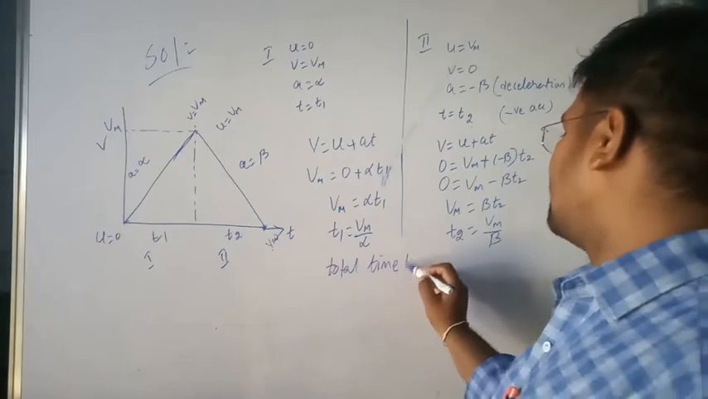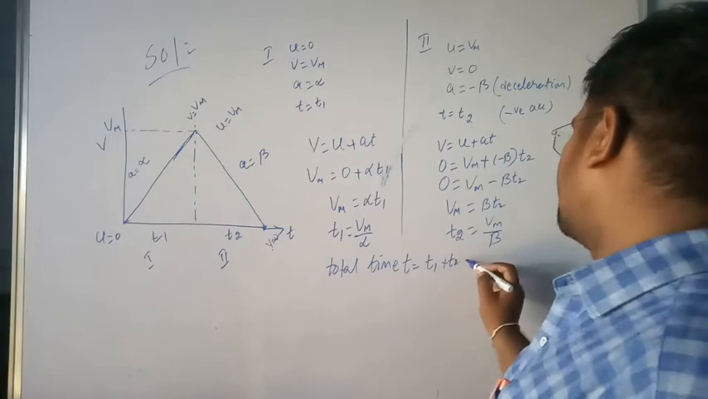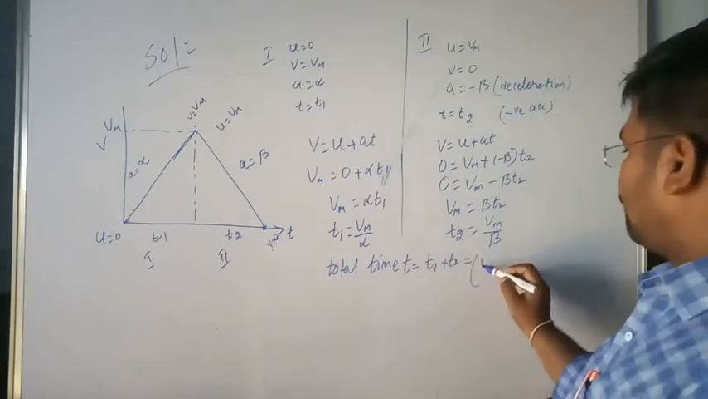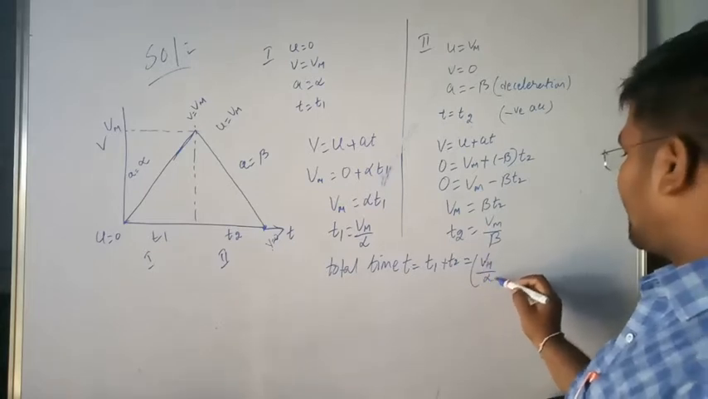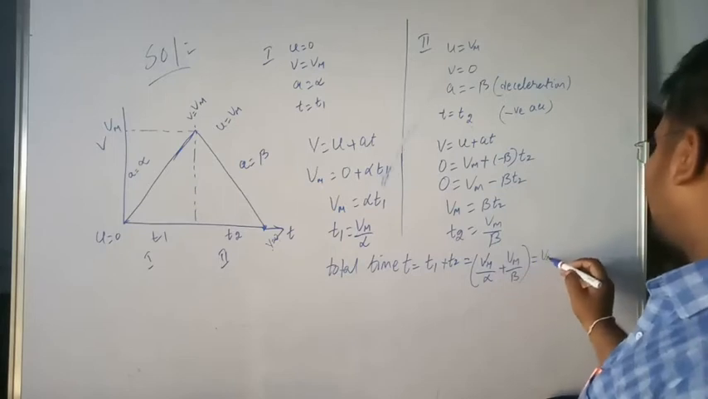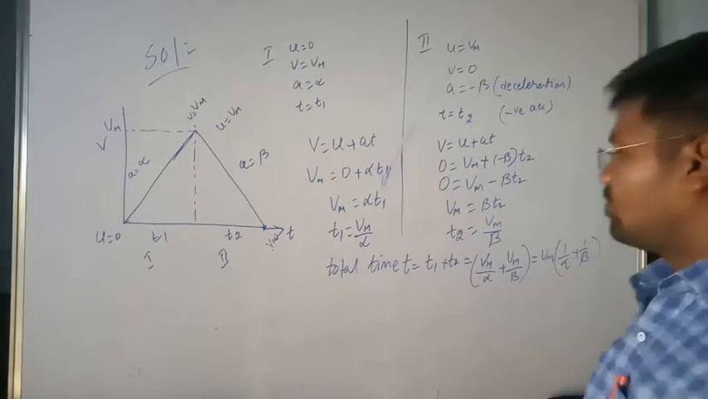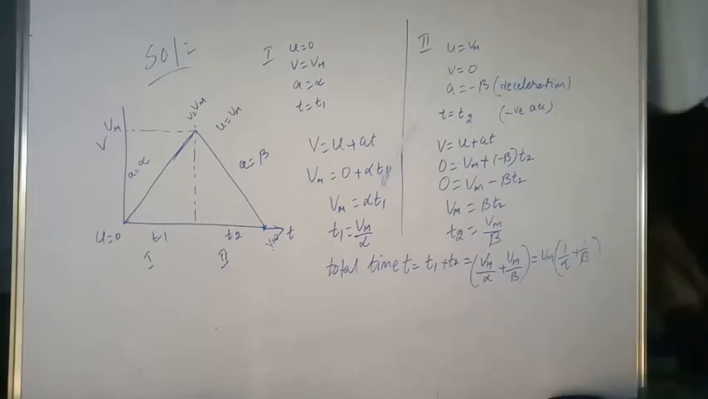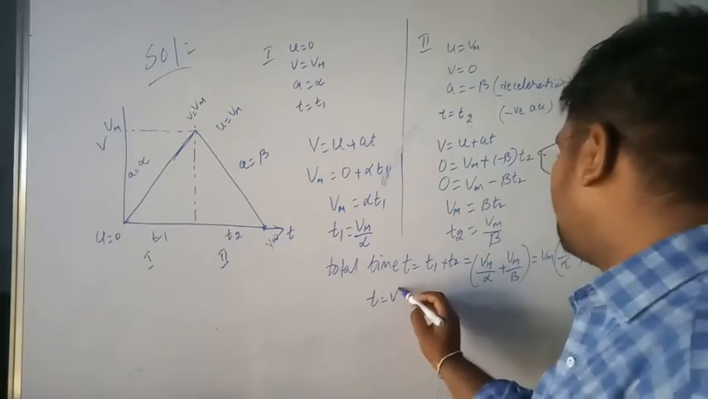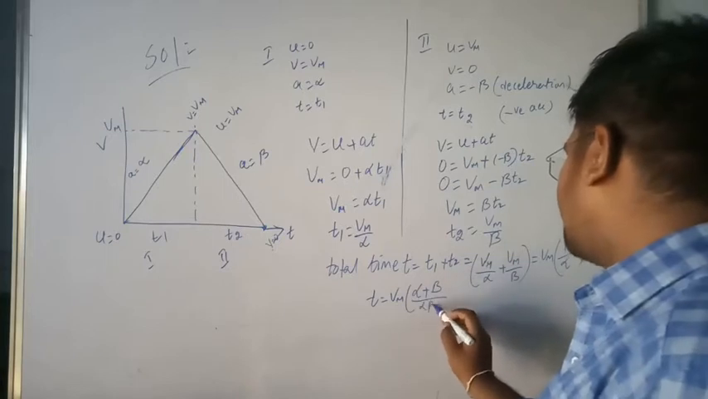Understand, what is the total time? Total time T is equal to T1 plus T2, that is Vm by alpha plus Vm by beta. We can take Vm common: 1 by alpha plus 1 by beta. So rearrange this: T is equal to Vm into alpha plus beta by alpha into beta.